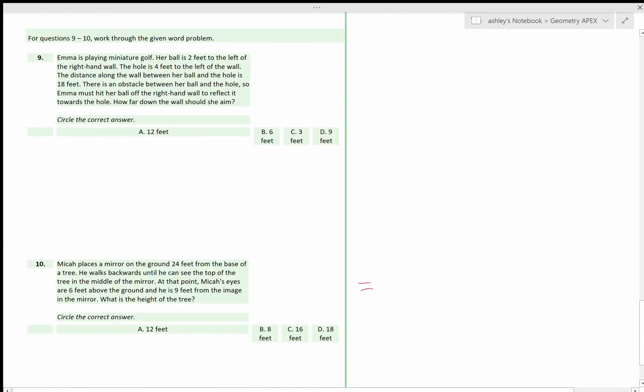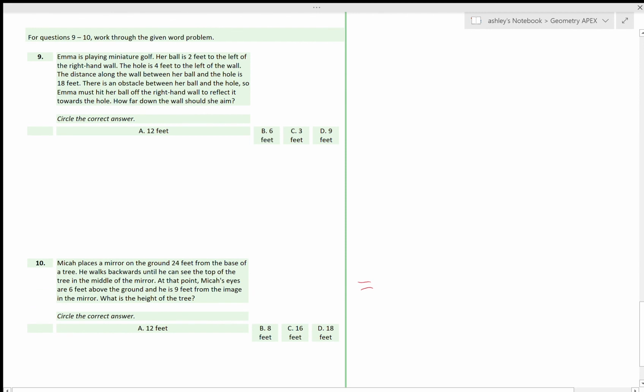Then the last couple, we got some word problems. I know they're nobody's favorite, but we can do them. Take your time when doing a word problem and just try to think it through as best you can. Okay? Emma's playing some miniature golf. And these do have some multiple choice. You know Apex by now is mostly multiple choice, so hopefully that helps you out a bit.